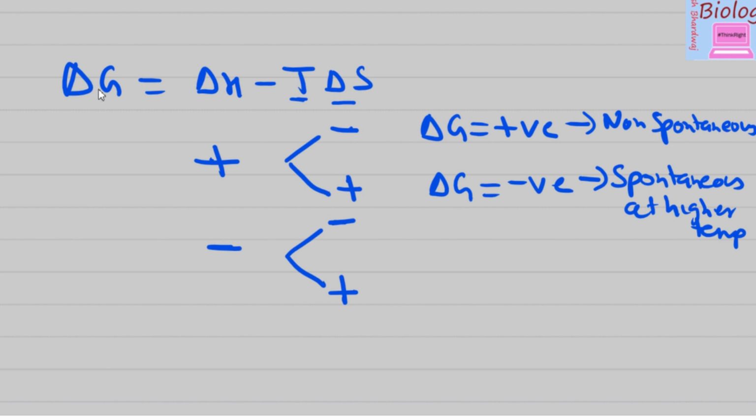So in these conditions you are going to have delta G negative. Whenever the delta G value is negative, you are going to have a spontaneous reaction. If the value of T is more, this whole term is going to become more negative. Then even though you have delta H positive, your delta G will be more negative. So the reaction is going to be spontaneous at higher temperature.